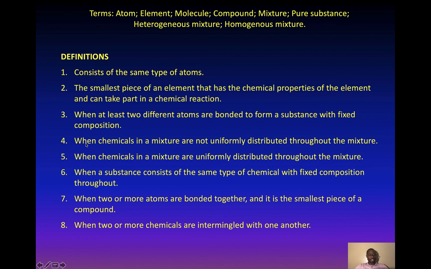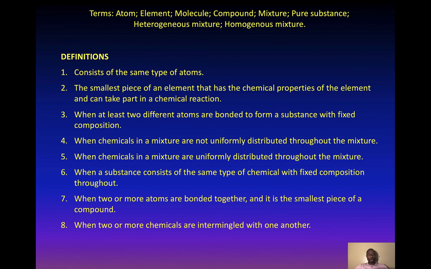Definition 4: when chemicals in a mixture are not uniformly distributed throughout the mixture. So here you are dealing with a heterogeneous mixture. Definition 5: when chemicals in a mixture are uniformly distributed throughout the mixture. So here you are dealing with a homogeneous mixture. Definition 6: when a substance consists of the same type of chemical with fixed composition throughout. So here you are dealing with a pure substance.